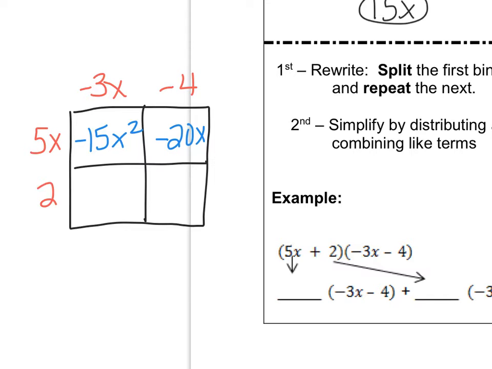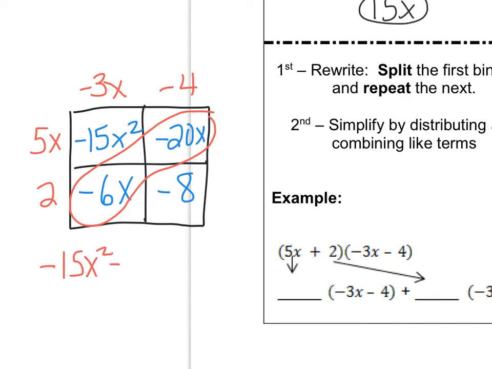Now I'm going to do the second row. Do the same thing. My 2 times negative 3x is negative 6x. And my 2 times negative 4 is negative 8. And if I go ahead and combine my like terms, that's this guy and this guy that are alike, that gives me negative 15x squared minus 26x minus 8. That's the area model. You guys are really, really good at doing that.